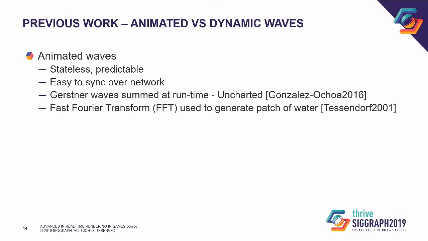Animated waves are stateless, which is great for networking. One approach is to add up individual waves using Gerstner equations, which we'll look at later. This is very controllable, but usually expensive to add enough to get a realistic surface. The work done on the Uncharted series is a notable example of this technique used in production. A more common approach is to perform the fast Fourier transforms to convert a statistical power spectrum into a generated height map with displacements, which can then be tiled in space. Different scales of FFT can be combined, which increases the range of wavelengths.